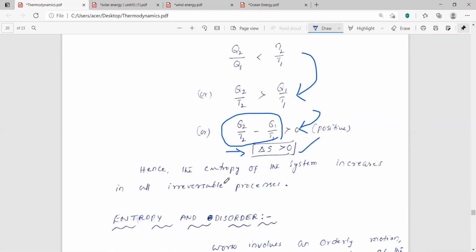That means the change in entropy increases in the irreversible process. As you well know, what are the examples of irreversible processes? All natural processes are irreversible processes. That means in all natural processes, the change in entropy always increases.